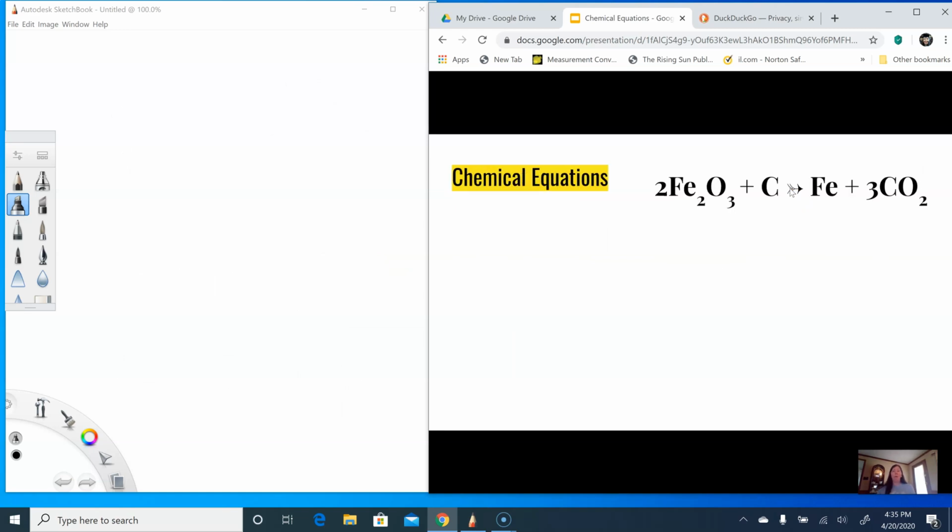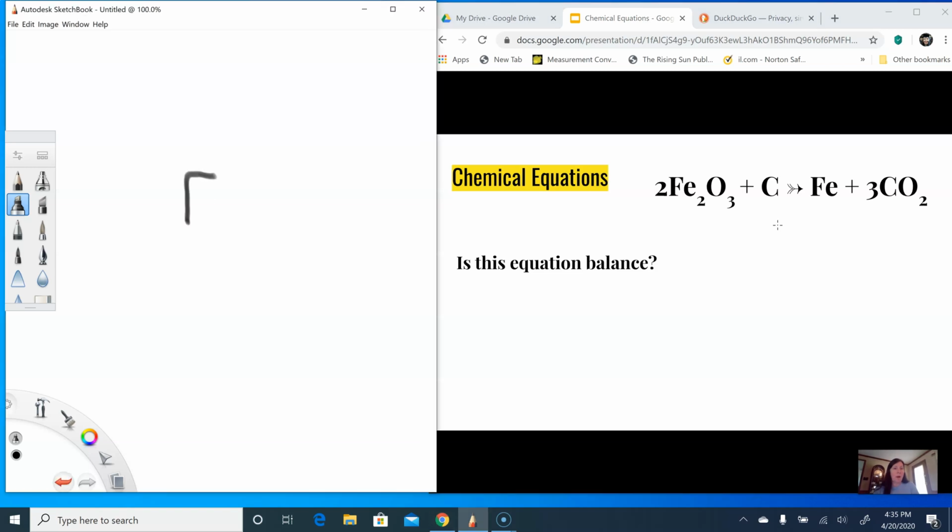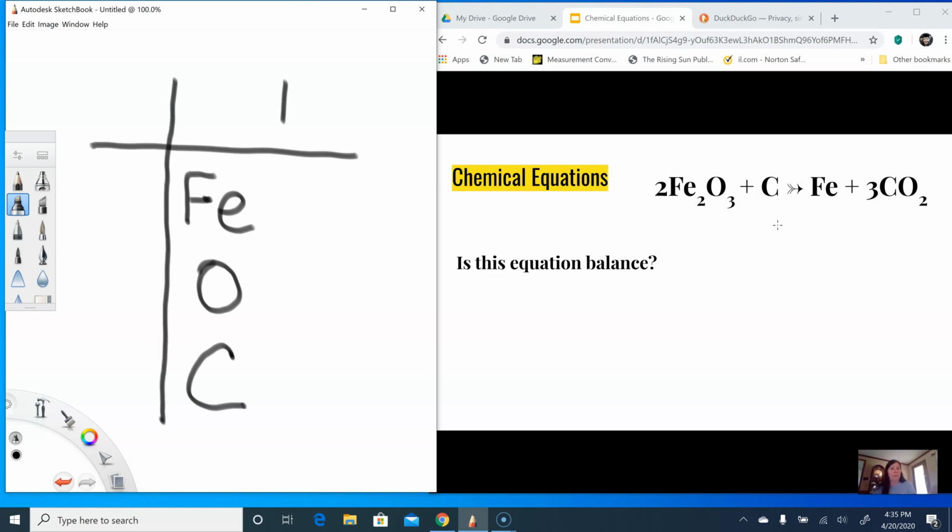We have iron oxide and carbon yields iron and carbon dioxide. Let's see if we're balanced. First, we're going to write all the elements that we have involved. We have iron, which is Fe. We have an O for oxygen and a C for carbon. All right, and we're going to have our reactants on the left, products on the right.